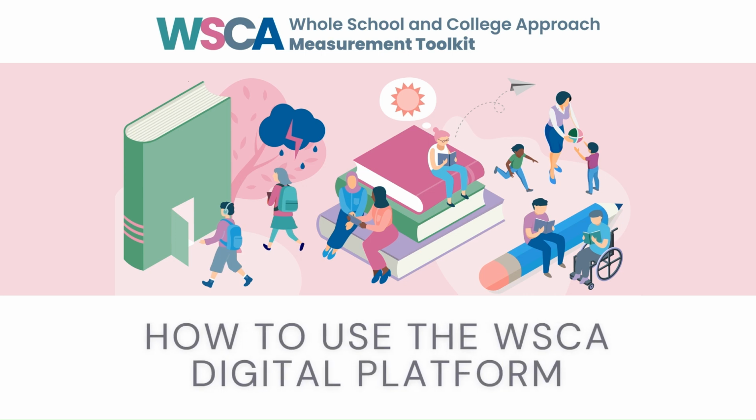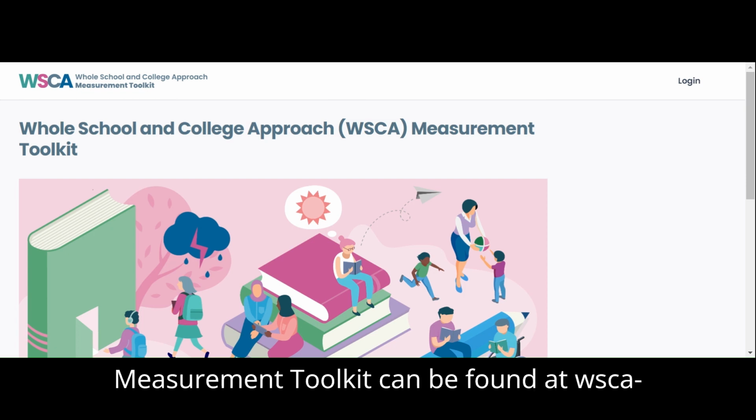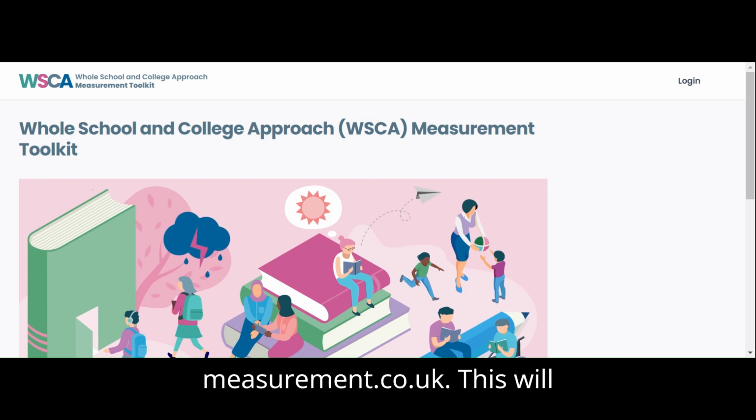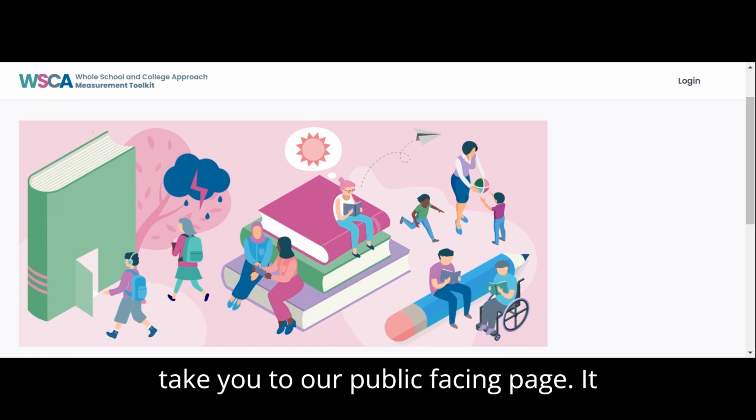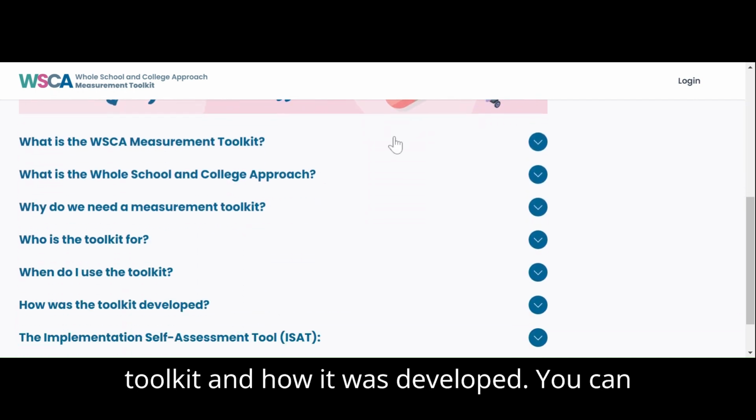How to use the Whole School and College Approach digital platform. The Whole School and College Approach Measurement Toolkit can be found at wsca-measurement.co.uk. This will take you to our public-facing page. It includes more information about the toolkit and how it was developed.